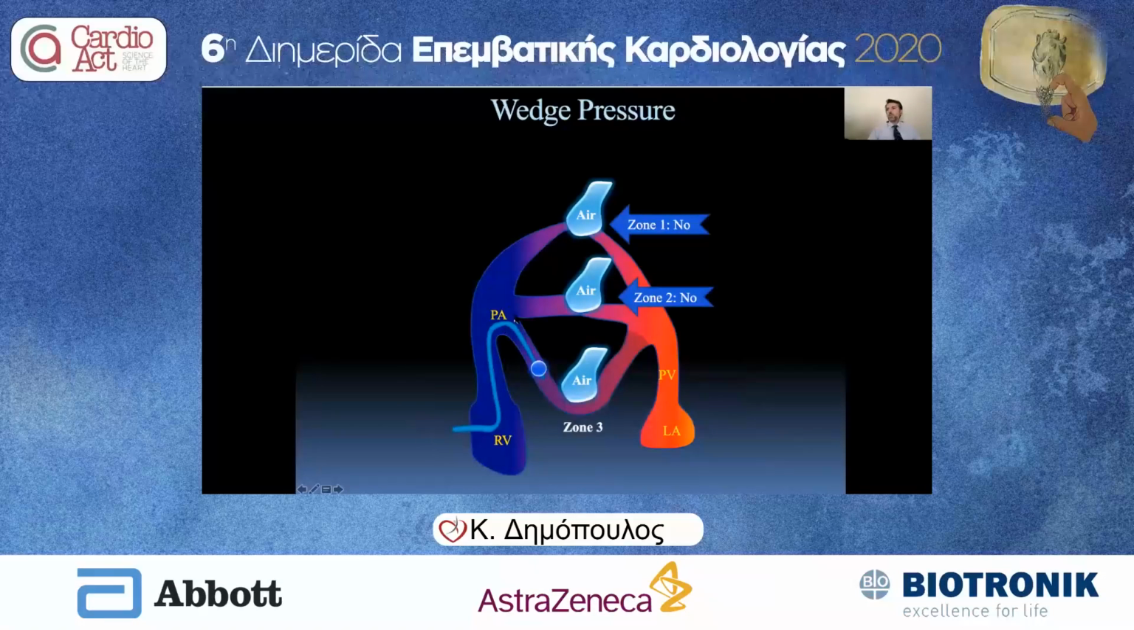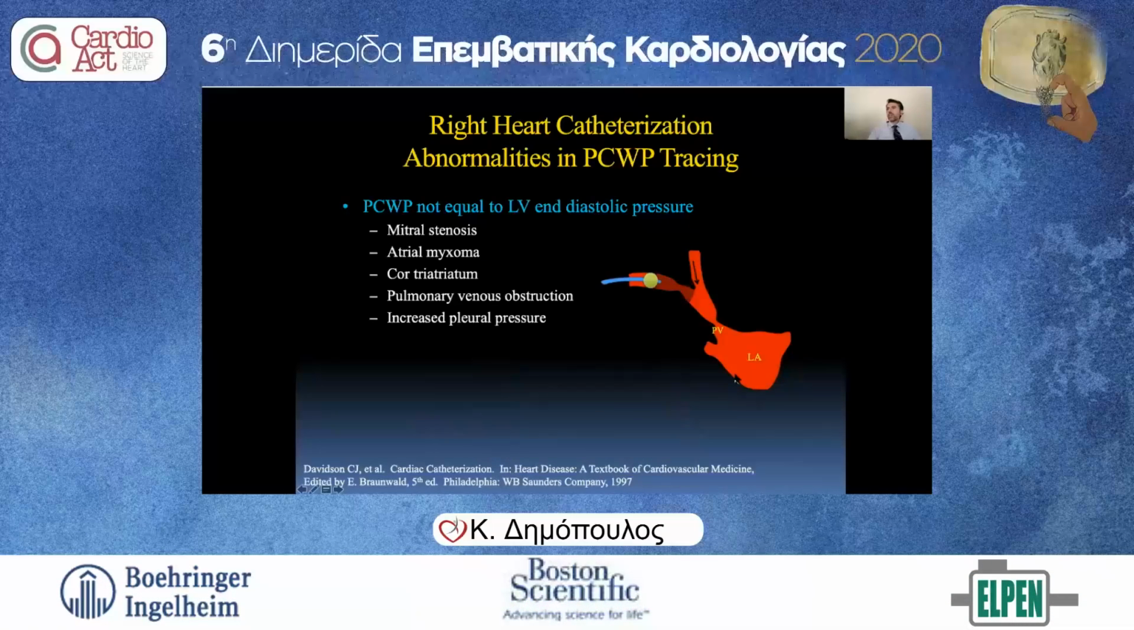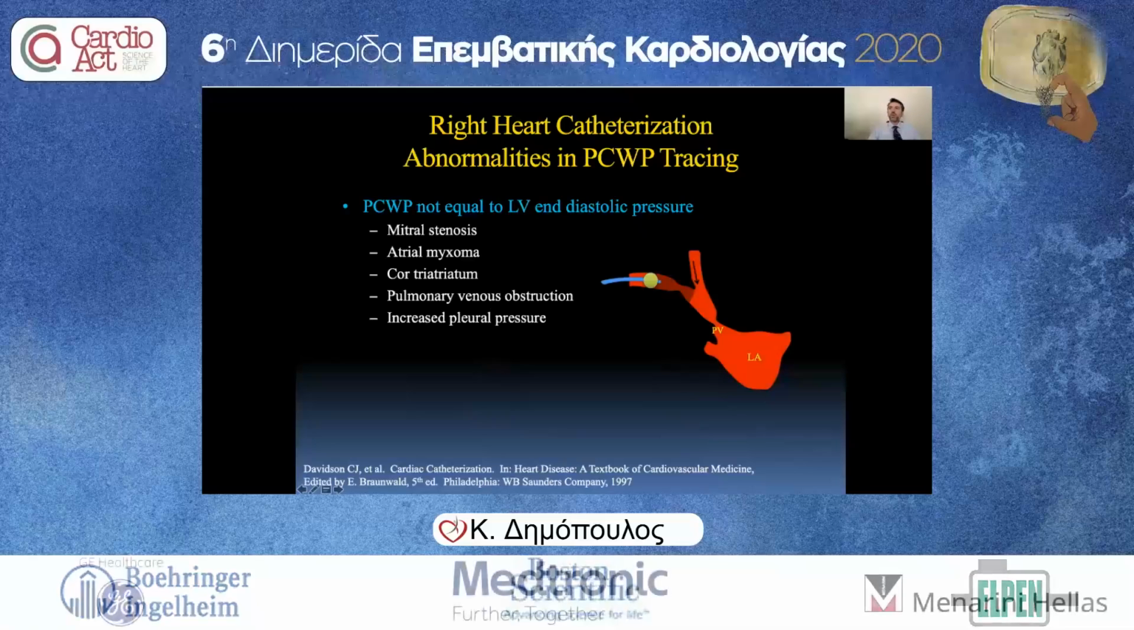It is important also to have your wedge measurements in the mid or lower, especially lower areas of your lung, because of compression by the airways. This is just a small detail. Also to remember that the wedge pressure, we take it as equal to left atrial pressure, or LVEDP, but there are exceptions like mitral stenosis and myxoma obstructing flow, cor triatriatum, etc.